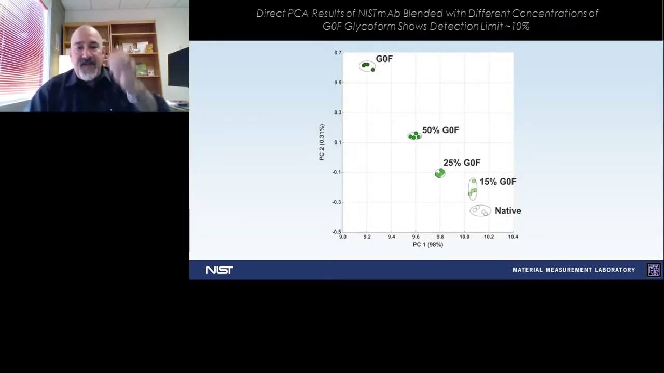For example, here's principal component analysis results of mixtures of native NISTmAb with the G0F glycoform. So we get a kind of concentration titration curve, and from this we can estimate that our detection limit is about 10% in this case.